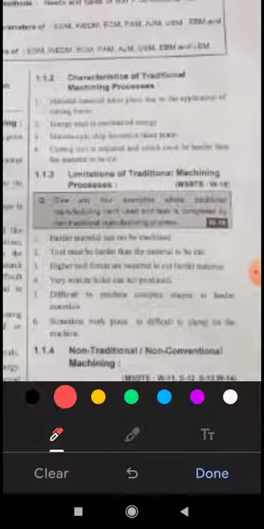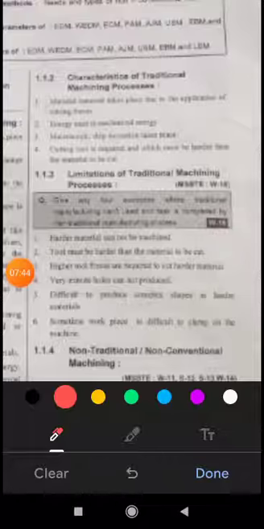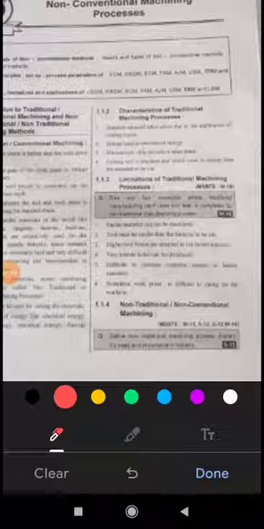Characteristics of traditional machining processes. Material removal takes place due to the application of cutting forces. The energy used is mechanical energy. Microscopic chip formation takes place, and a cutting tool is required, which must be harder than the material to be cut. These are the characteristics of the traditional machining processes.